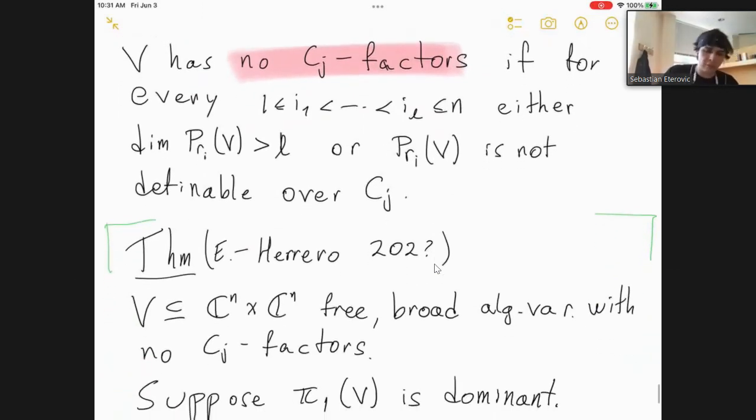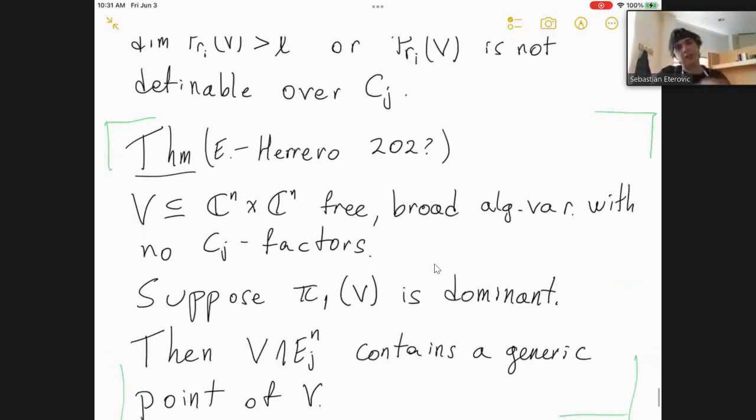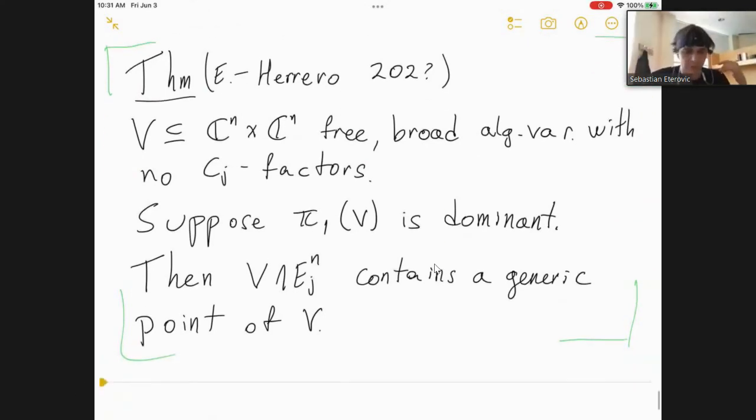So again, with Herrero, we worked things out, and we showed that, suppose you assume all of those: you take a variety which is free, is broad, it has no Cj factors, and the projection on the first part is dominant. Then you can use all of the known results, and you do get generic solutions of V inside of V, completely unconditionally this time. So although the original argument that I gave was completely conjectural, it does give you a strategy once you have some ground to stand on. Even though you don't have the full conjectures, there's still enough material to work with there to produce something like this.